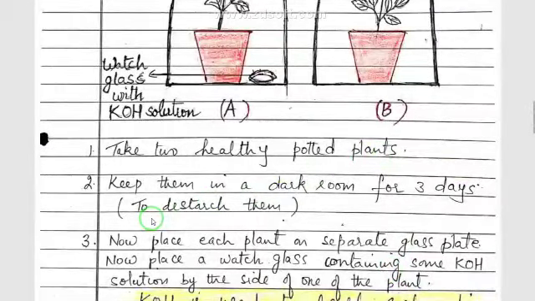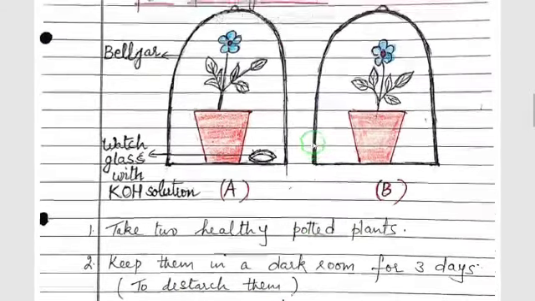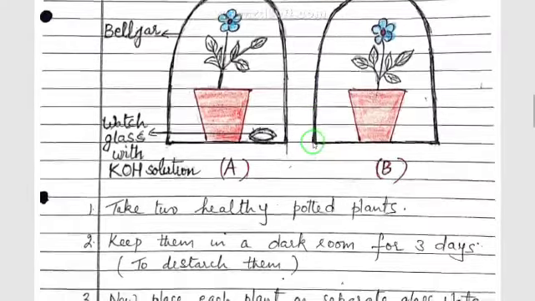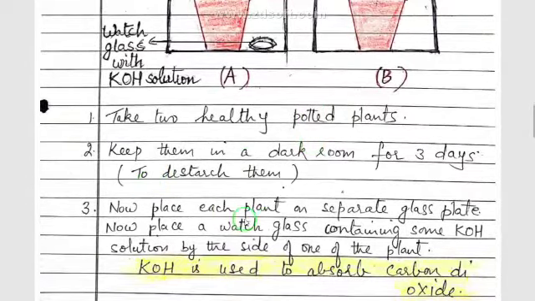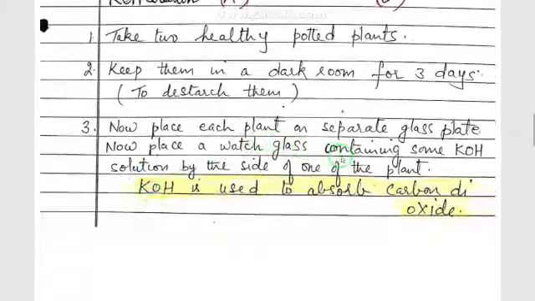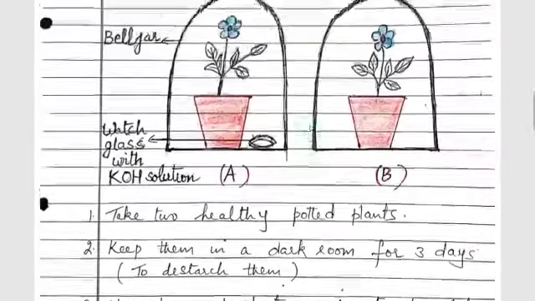Why we have to keep them in a dark room? To de-starch them, means whatever starch is already present in the plant will get removed when we keep in dark for 3 days. Third step, now place each plant on separate glass plate. Now place a watch glass containing some KOH solution by the side of one of the plant.